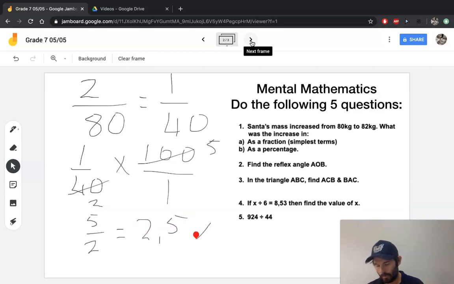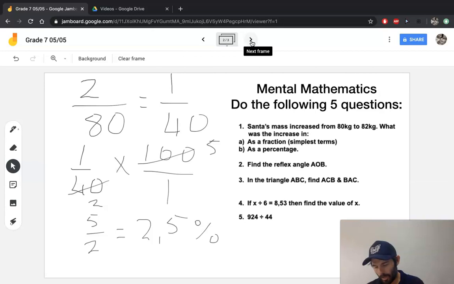and that is 2,5%. Okay, so the important thing to remember there is that the increase is always over the original amount, so it's 2 over 80, and then to multiply by 100 over 1 to get to a percentage.